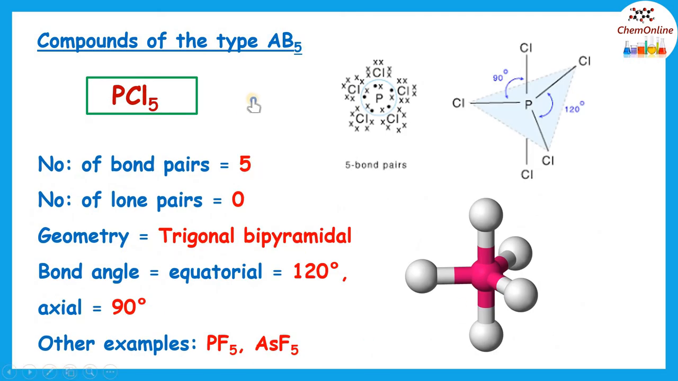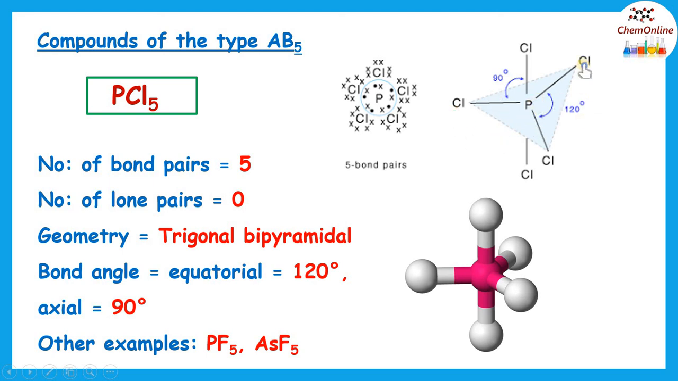Now next comes the compounds of the type AB5. For example, phosphorus pentachloride, PCl5. Phosphorus has 5 valence electrons, which form bonds with the electrons of 5 chlorine atoms. So the number of bond pairs is 5, and there are no lone pairs. And the preferred geometry in order to minimize repulsion will be trigonal bipyramidal as shown here.